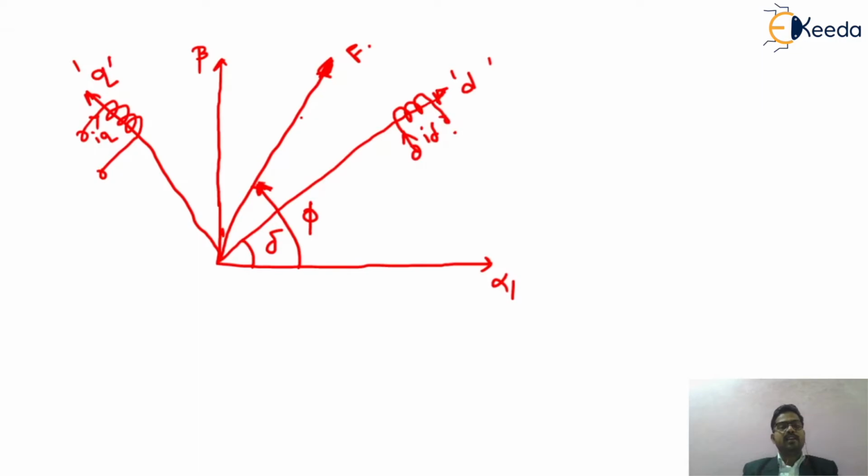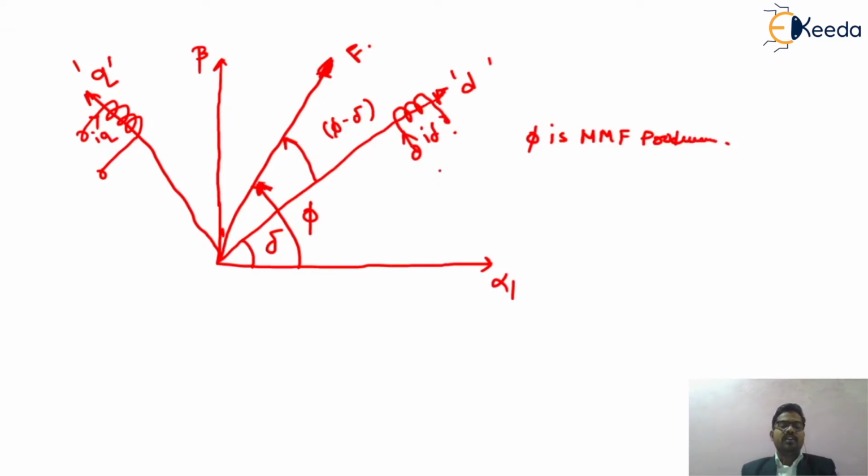And what do we mean by the angle between this direct axis component and the resultant field? This angle will be given by phi minus delta. So this will be a very important thing. So what do we mean by phi? I can write that phi is basically the mmf produced, that is, the magnetomotive force produced by flux.